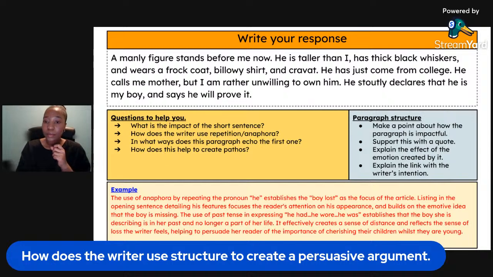Okay, so the emotion is the joy of the mother that the boy still cares about her. He declares that he is my boy, and he says he will prove it. So maybe, but I don't think there's quite joy there yet. You know, I don't think there's quite a sense of joy necessarily there. Although we might imagine the mother might feel joyful about that, perhaps.